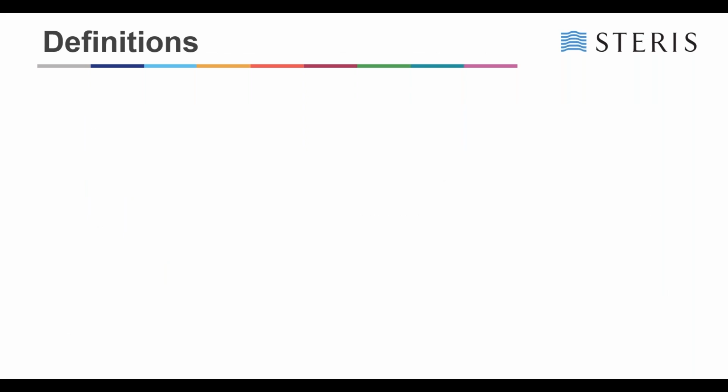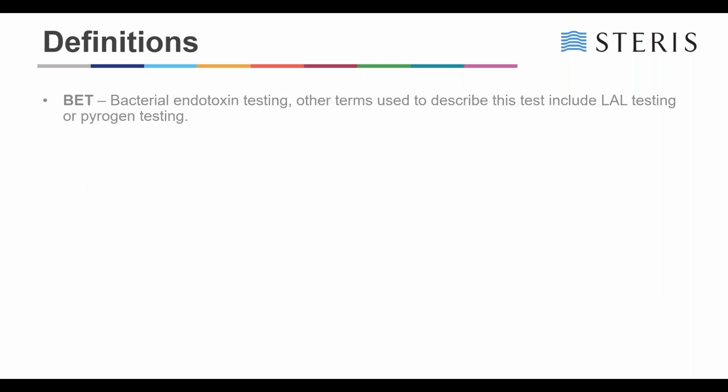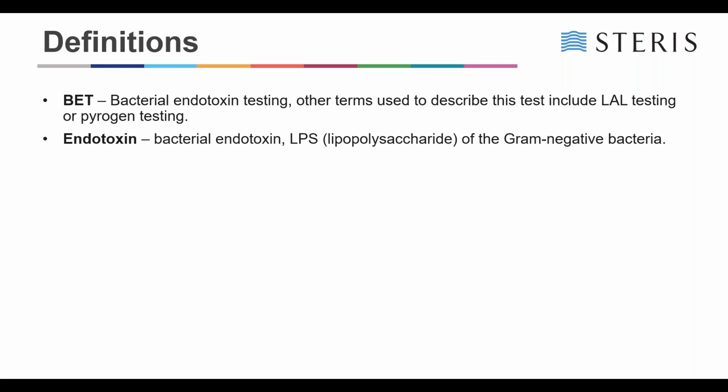Some important definitions for BET include the term itself. BET is the preferred nomenclature. It's bacterial endotoxin testing. Other terms that can be used to describe this or have been used to describe this include LAL or pyrogen testing. The next one we have on our list here is endotoxin. So the part of the endotoxin there is bacterial endotoxin. This is also known as the LPS or the lipopolysaccharide of the gram-negative bacteria.